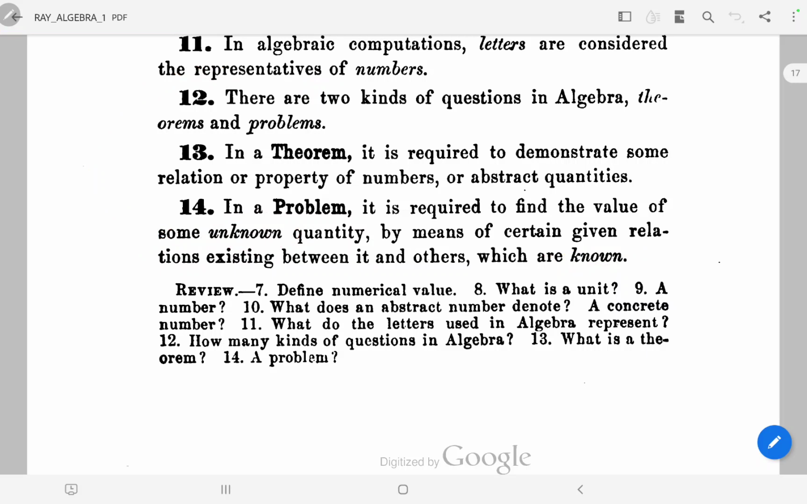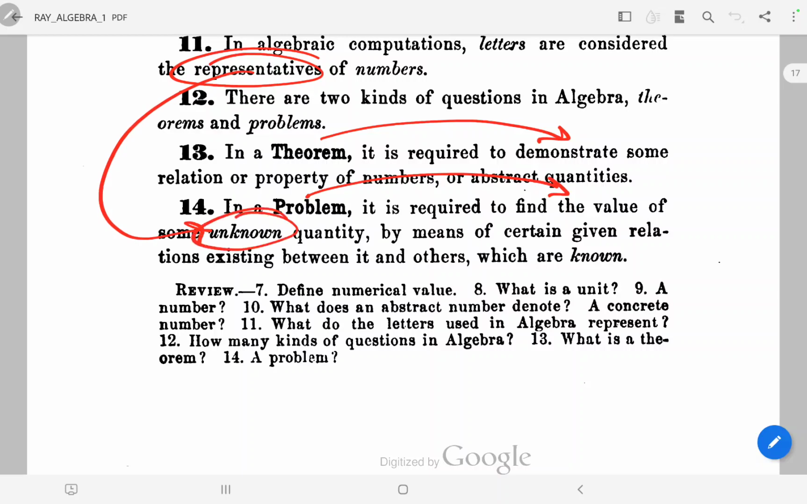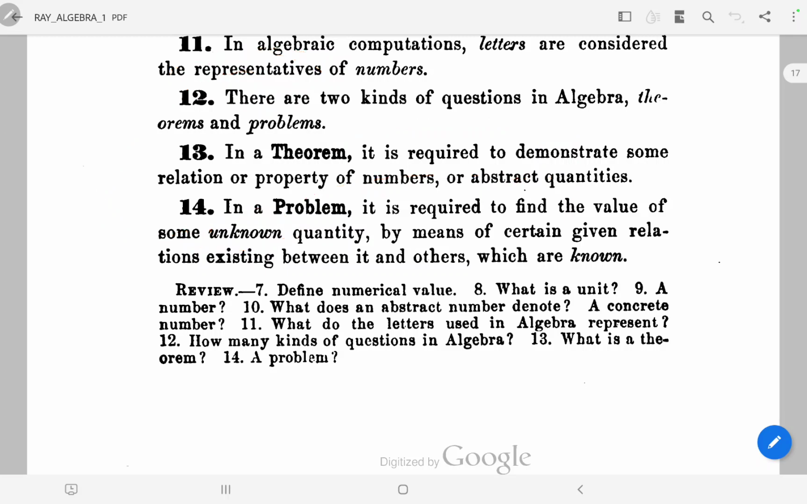So make sure you understand that there are two kinds of questions in algebra: theorems and problems. In the theorem, we demonstrate something. In a problem, we find the value of something. And then understand that the reason why we use letters as representatives of numbers is because quantities can be unknown in algebra, whereas in arithmetic, there are never any unknown quantities. So these are the two kinds of questions in algebra: theorems and problems. Make sure you understand the difference between these two types of questions in algebra.